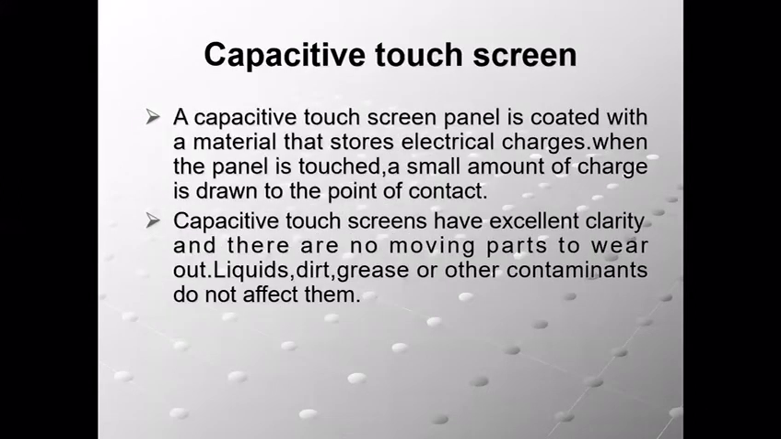And the capacitive touchscreen panel is coated with a metal that stores electrical charges. When the panel is touched, a small amount of charge is drawn to the point of contact. Capacitive touchscreens have excellent clarity and there are no moving parts to wear out. Liquid, dirt, grease, and other contaminants do not affect them.